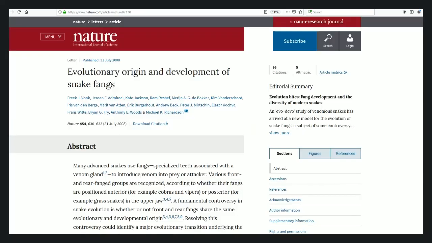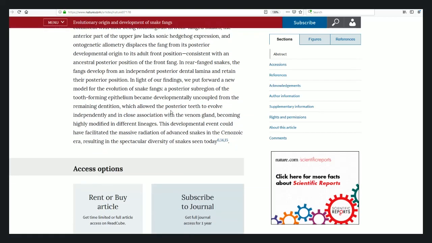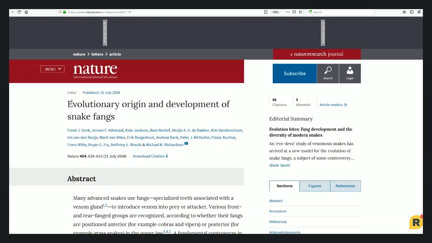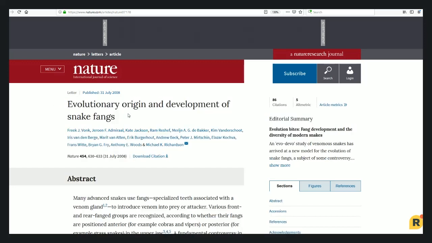We do know a little bit about the chemistry that's happening in the movement of the fangs to the front of the mouth. All snakes, even front-fanged snakes, start out with their fangs in the rear of the mouth when they're developing as embryos, and then it moves forward. And we actually do know some of the chemistry causing that. And you can read about that in this paper here, Evolutionary Origin and Development of Snake Fangs. So that's a good one for you to check out if you're extra interested in chemistry.